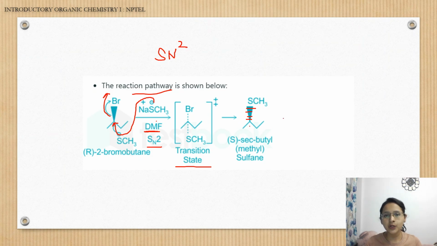What do you mean by inverted product? You are starting with R and you are having the product S. That means there is an inversion in configuration happening. So if Br is leaving from above the plane, the nucleophile attacking this carbon has no choice other than to attack from below the plane. From the opposite face, the nucleophile attacks and the leaving group leaves to give you this product. Is the mechanism understood?